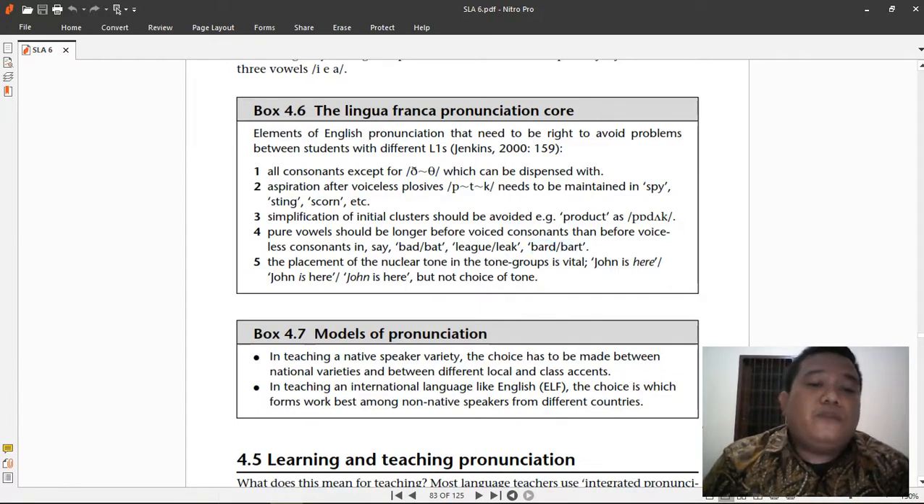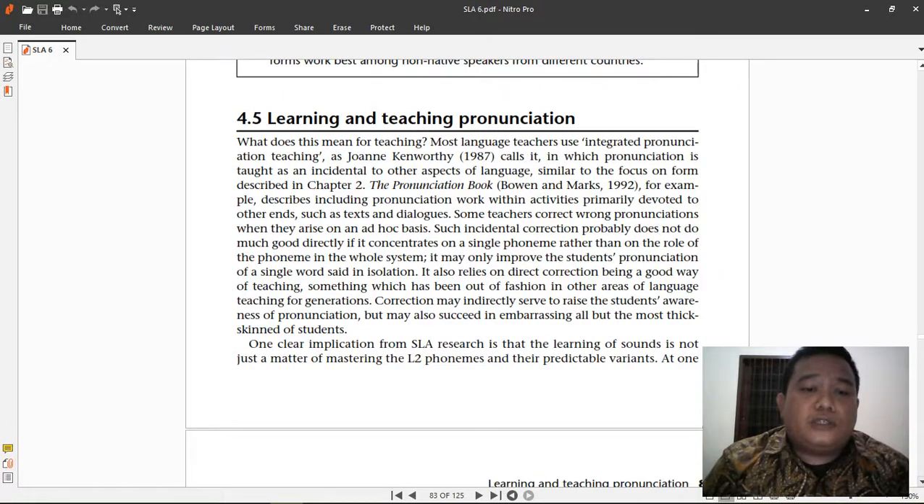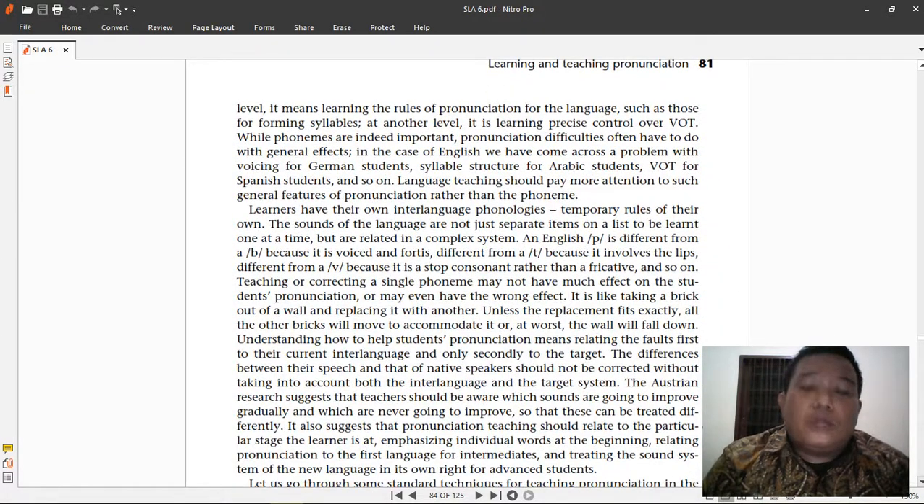Okay, number 5, the placement of the clear tone in the tone group is vital. John is here, John is here, but not the choice of tone. Later on we will learn about that. 4.5, learning and teaching pronunciation. Okay, so this is what you should read.